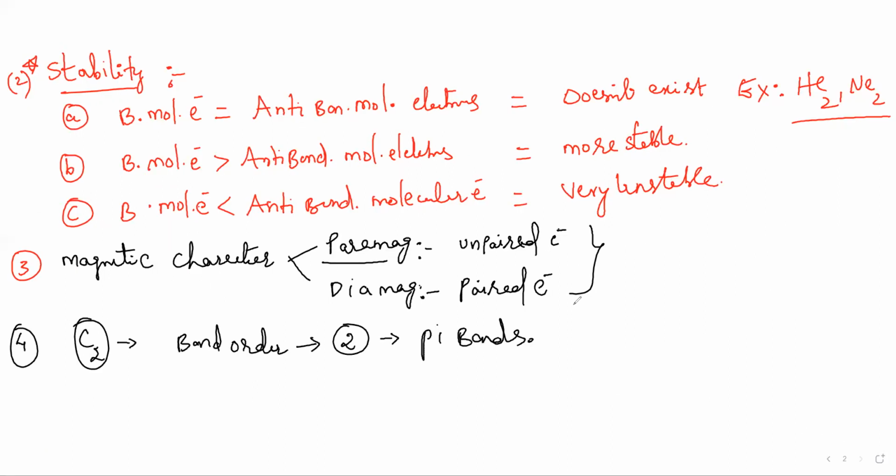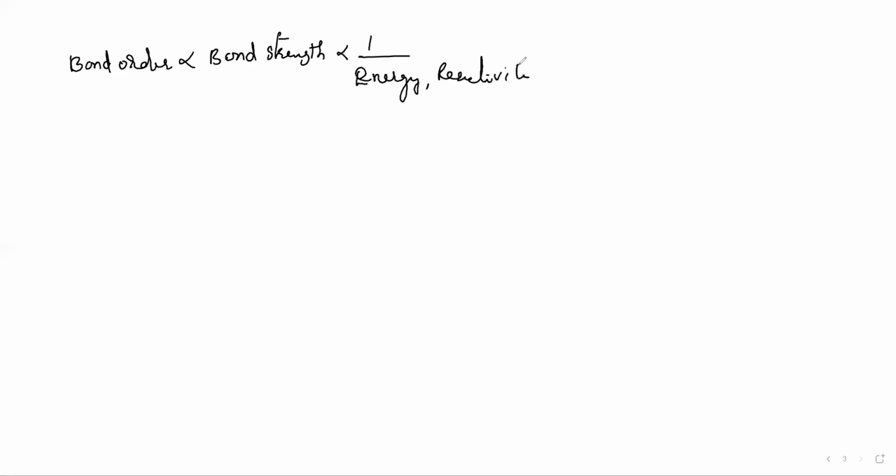And just one more point I want to say: bond order is directly proportional to bond strength, which is inversely proportional to energy or reactivity, and which is also inversely proportional to bond length, a very important point, and which is directly proportional to stability.